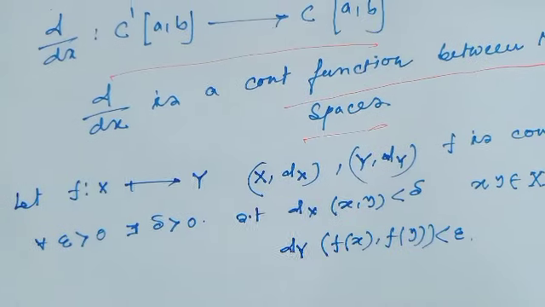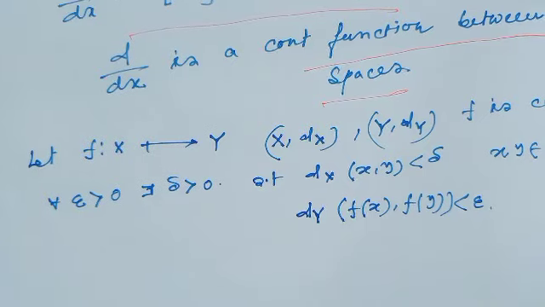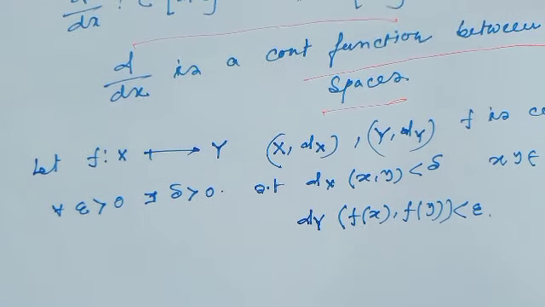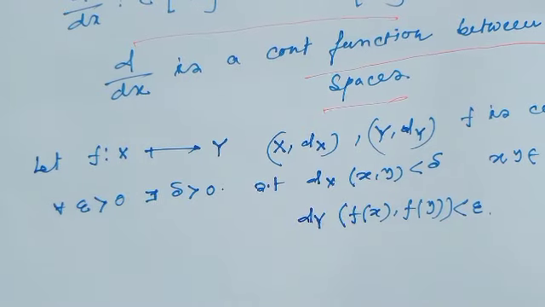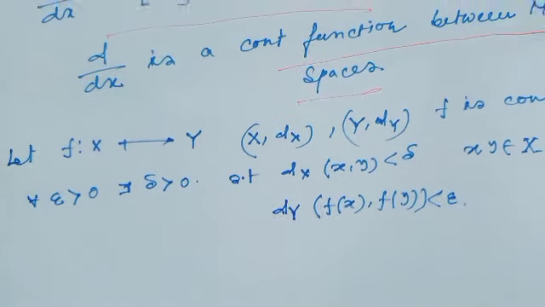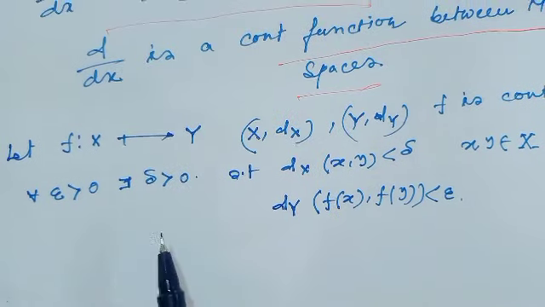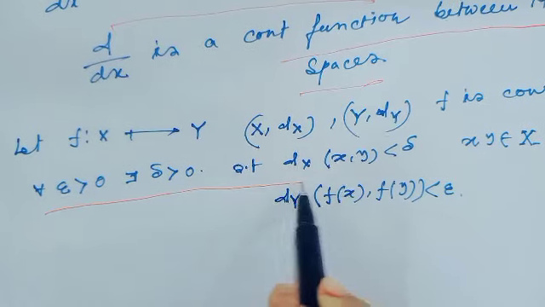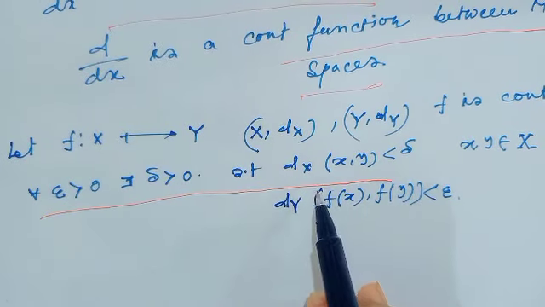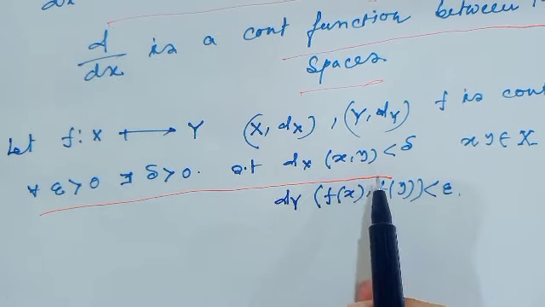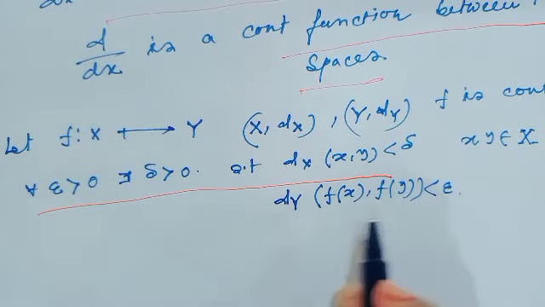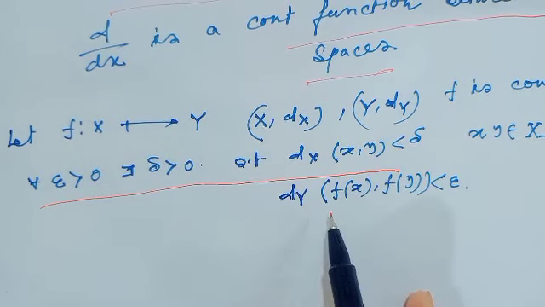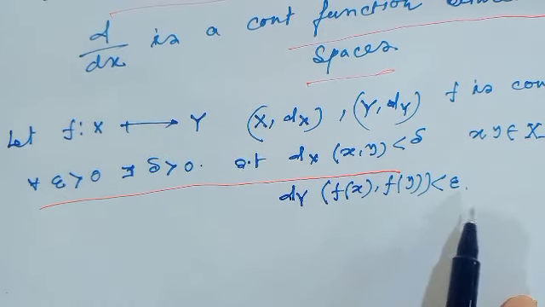Definition of continuous function. F from X to Y, where (X, dX) and (Y, dY) are different metric spaces. Then we can say f is continuous if for all epsilon greater than 0, there exists delta greater than 0 such that dX(x, y) less than delta implies dY(f(x), f(y)) less than epsilon.